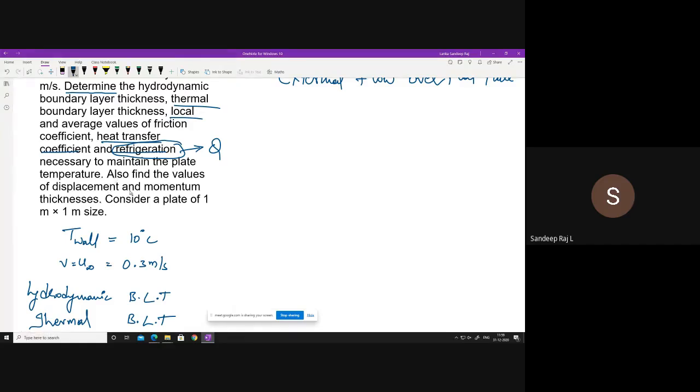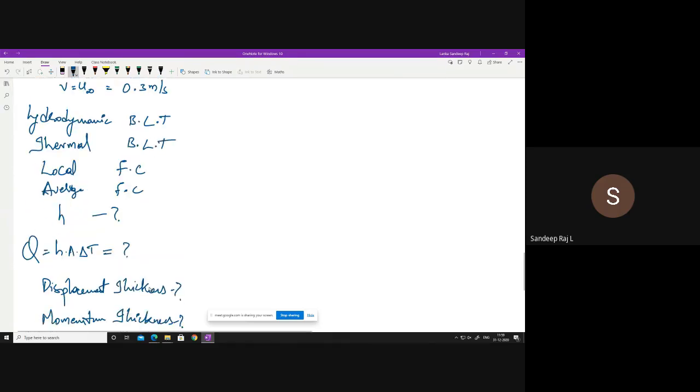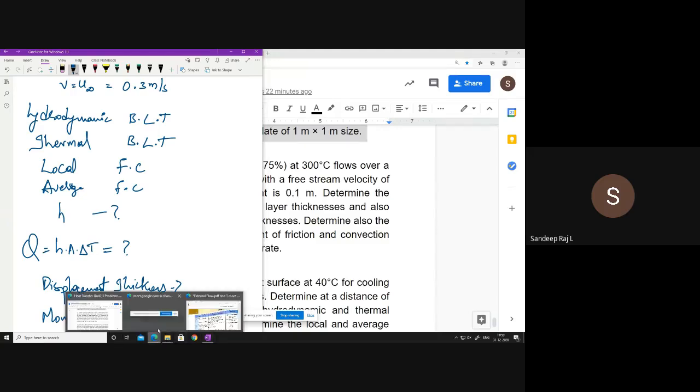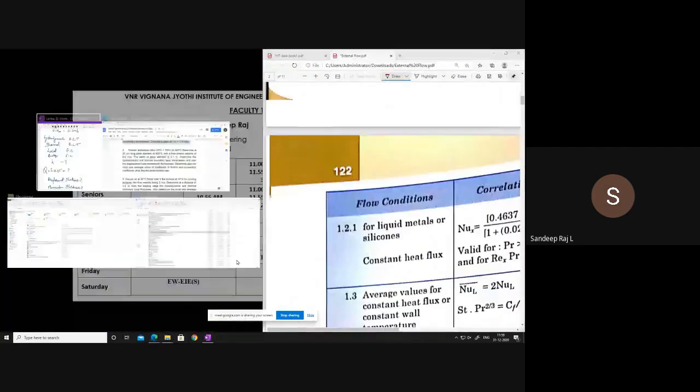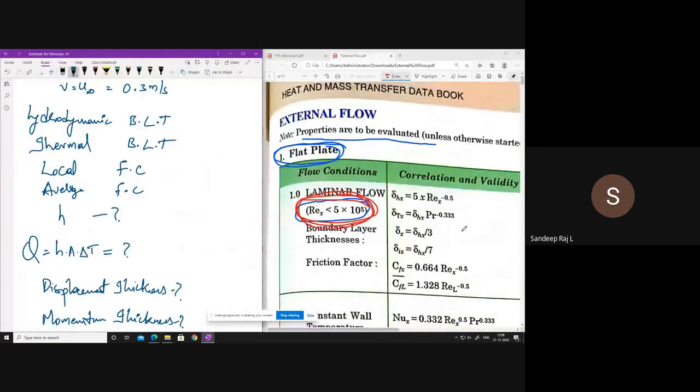Also find the values of displacement thickness and momentum thickness. See, all these terms you must have learned in your fluid mechanics itself. While learning the course of fluid mechanics, you must have learned all these things. So if you don't remember what they are, kindly refer to a fluid mechanics textbook.